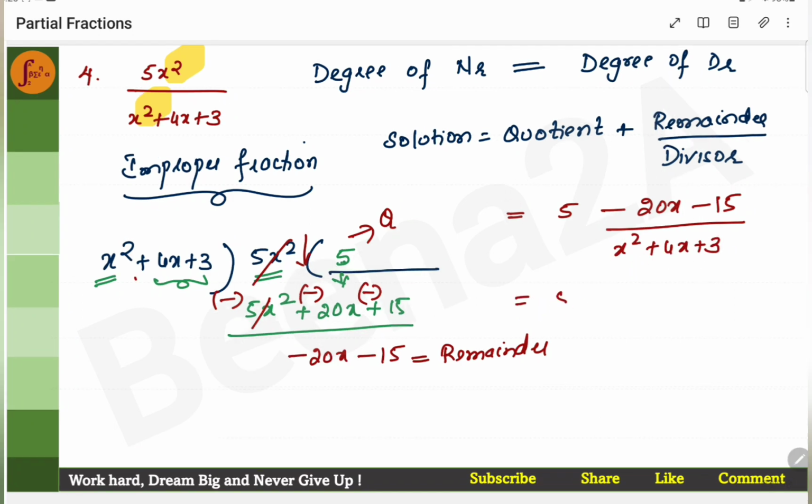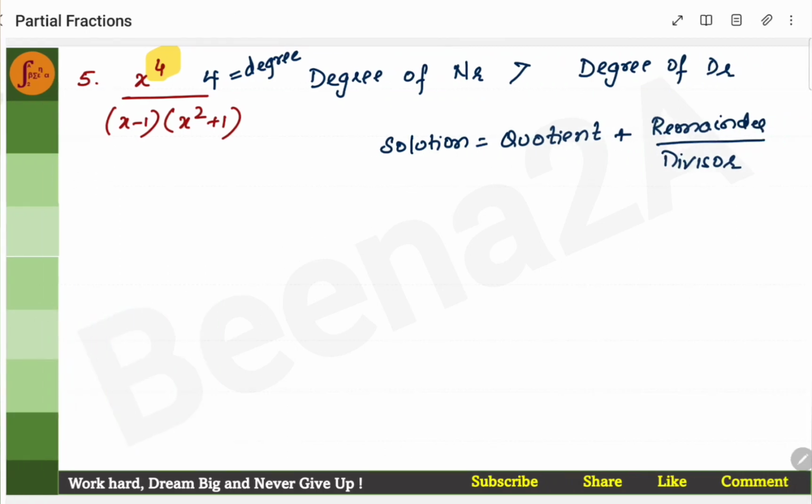Now we can write this as 5. We can take minus as common. So I'll get 20x plus 15. The moment I take minus as common, the signs will reverse. So minus 20x will become plus 20x. Minus 15 will become plus 15. And then I divide it by divisor. So this is the final answer. So we'll take this fifth problem.